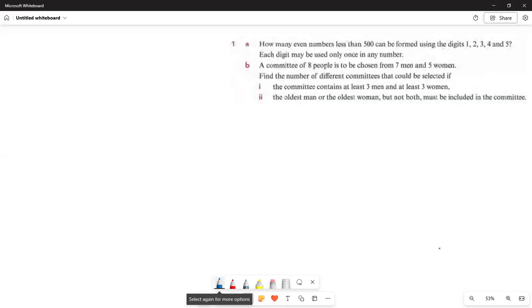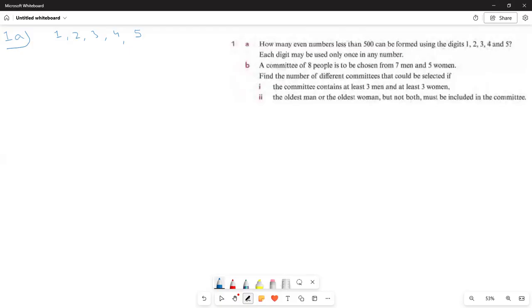It's permutation and combination. Okay, so let's start with question number one. Question number one, part A. It says how many even numbers less than 500 can be formed using the digits 1, 2, 3, 4, 5. So we have 5 digits 1, 2, 3, 4, and 5. Using those 5 digits, we want to find out how many even numbers can be formed.